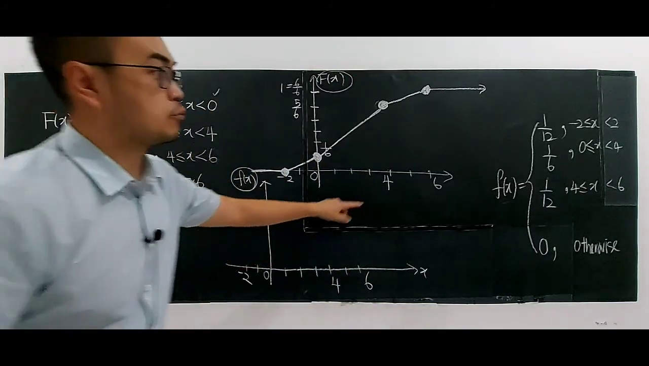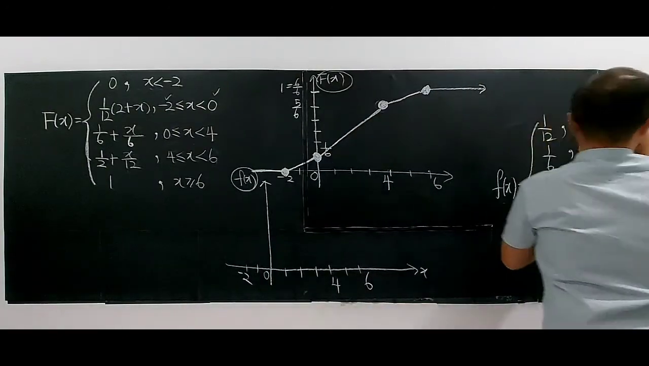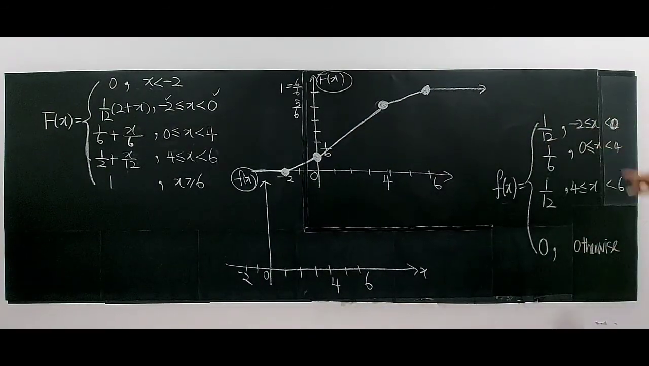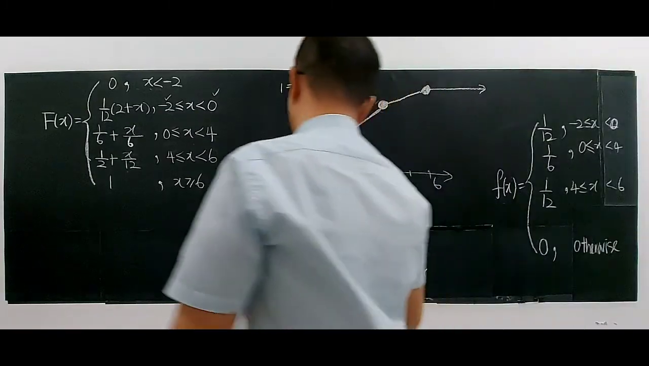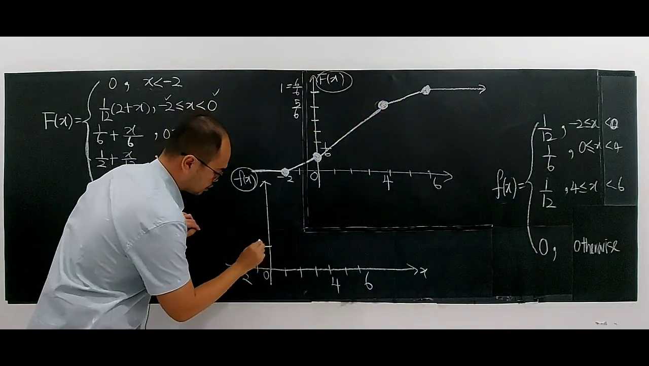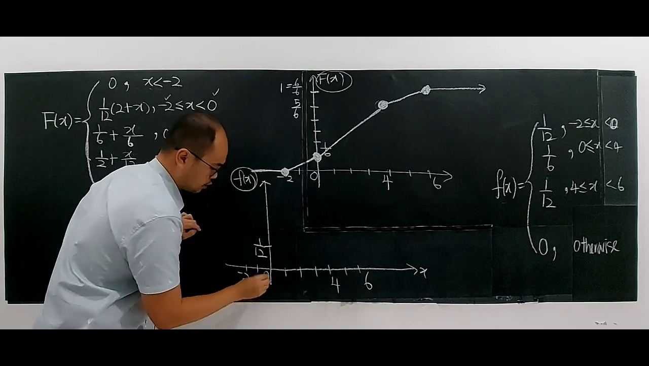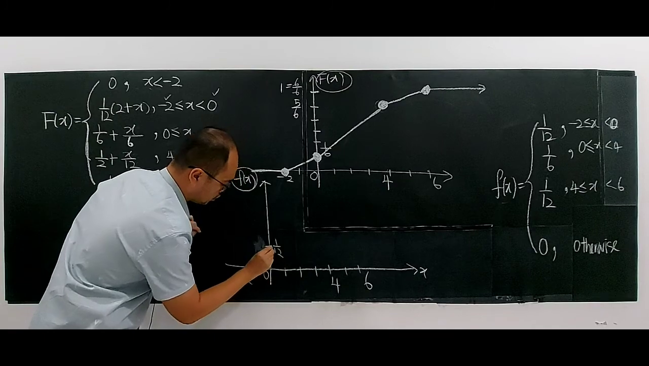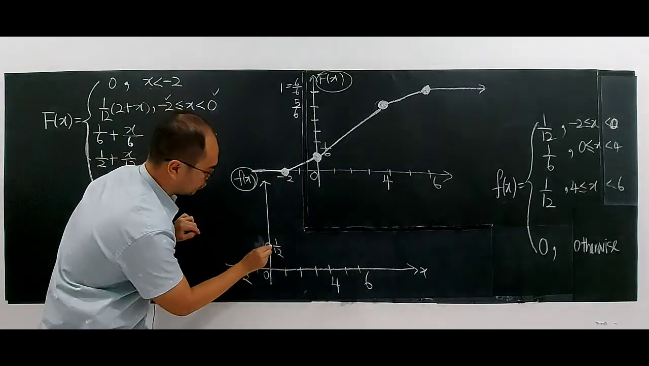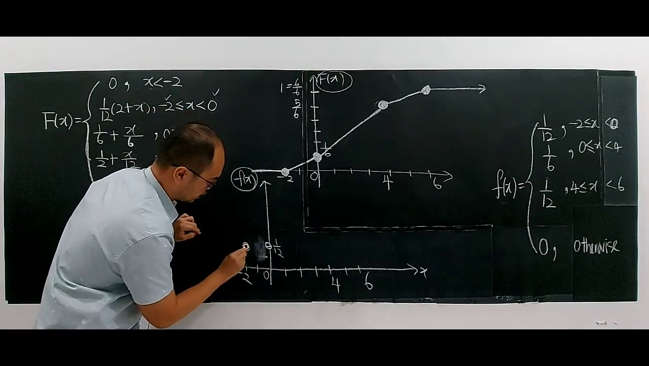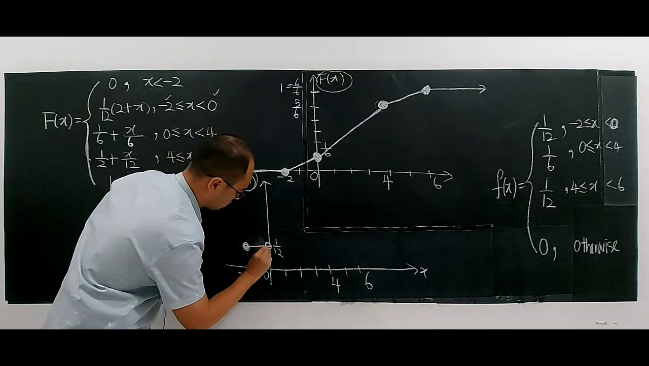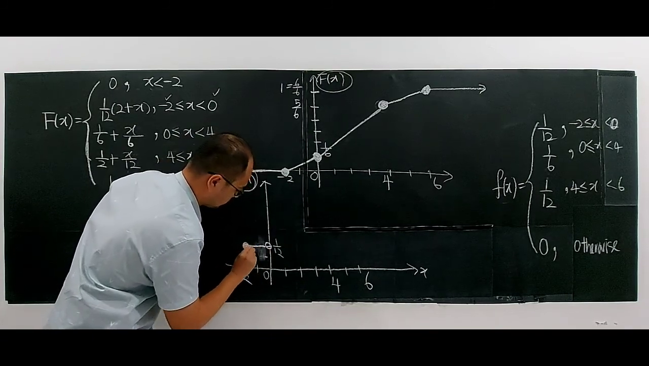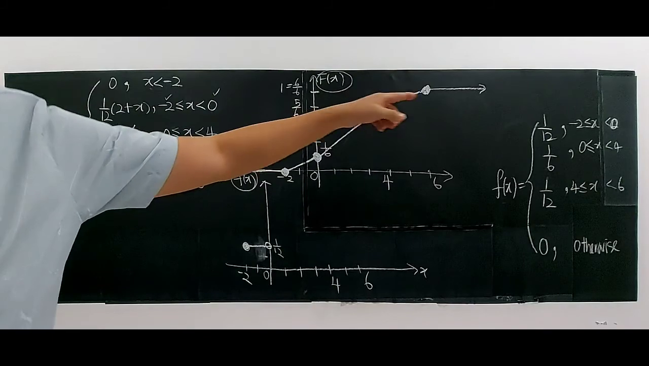From -2 up to 0, it's 1 over 12. So you know this is 1 over 12. Let me write it properly, 1 over 12. If you see the curve here, it's actually a straight line. It's a horizontal line because it's a constant.